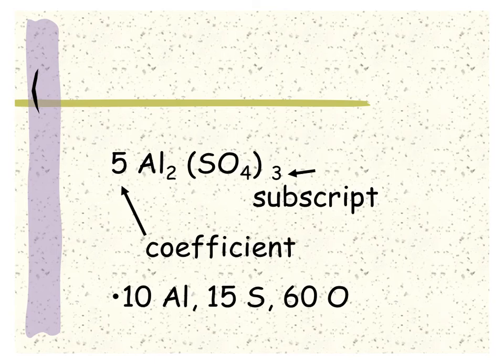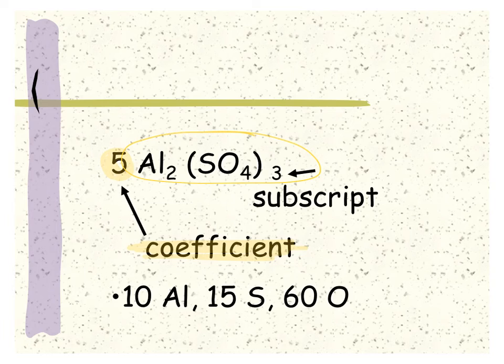Okay, so when we look at this, we need to make sure we're counting correctly. So there's some numbers that are important on here, and the first one would be these big numbers in front. And these are called the coefficients. The coefficients are the numbers that you're going to put in, and you can change them if the first one you put in doesn't work right. They apply to the entire compound here. So this 5 distributes to everything here in the compound.